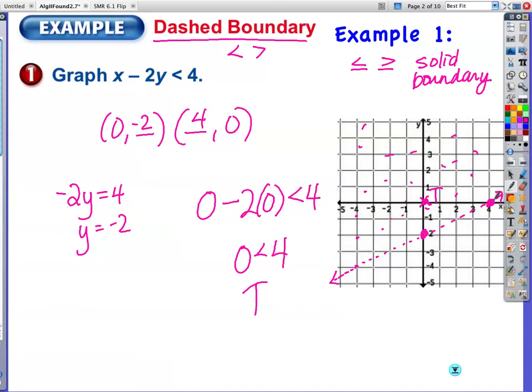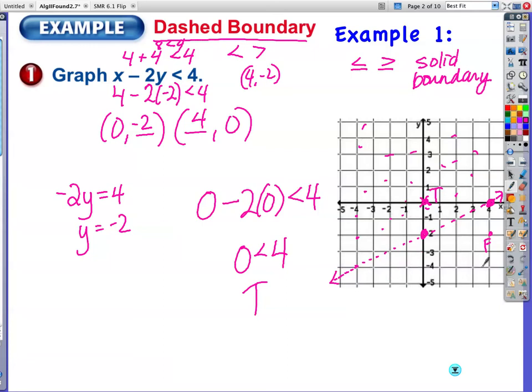Let's just test a point. You don't have to write this down. Let me try 4, negative 2. That means I put 4 in for x, and I put negative 2 in for y. And I'm going to check it out. 4, this is actually plus 4. Is that less than 4? Is 8 less than 4? No. This point is then false. All of the points on this side are false.